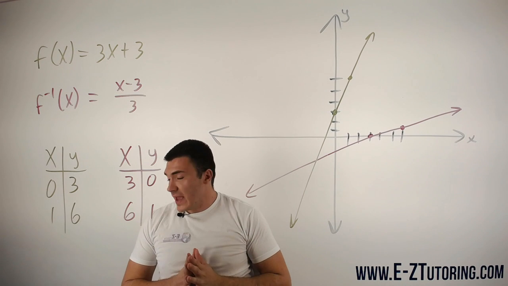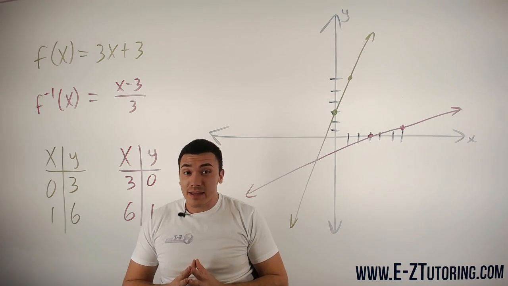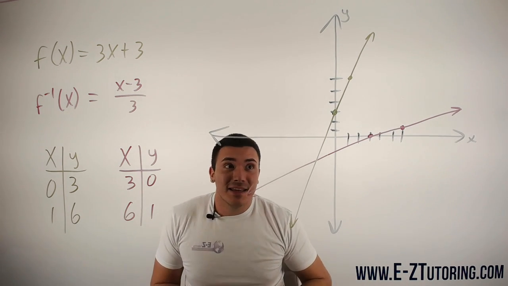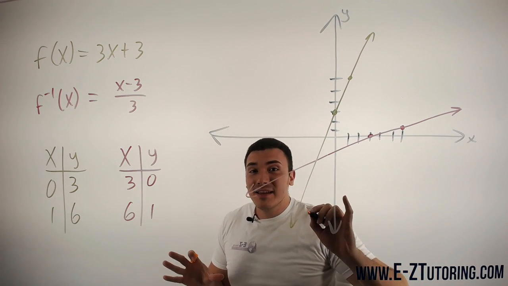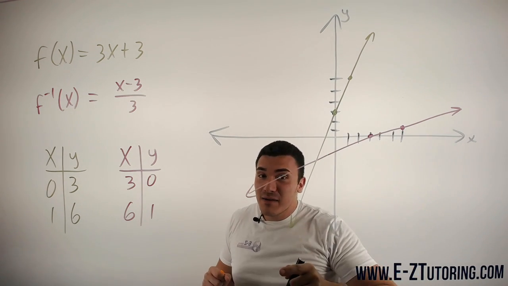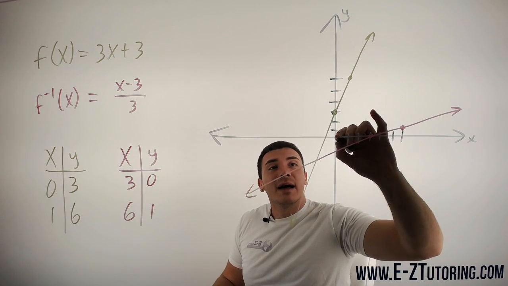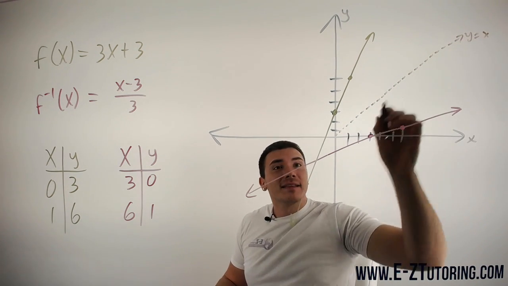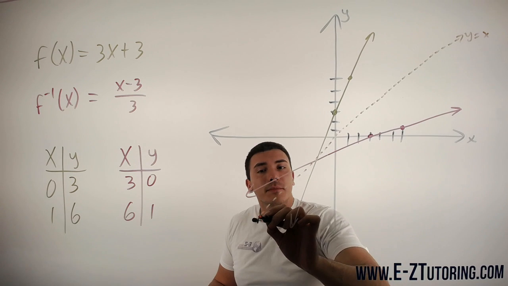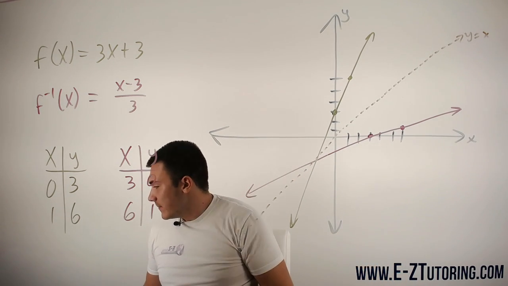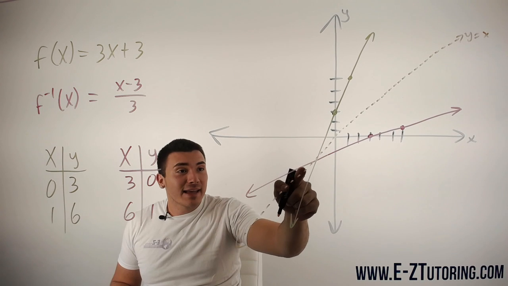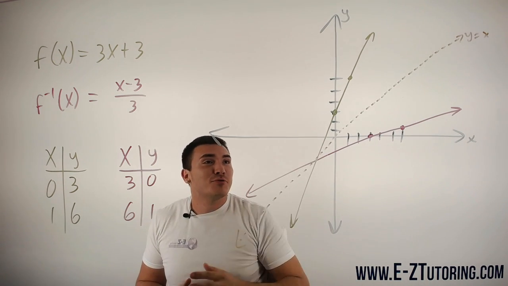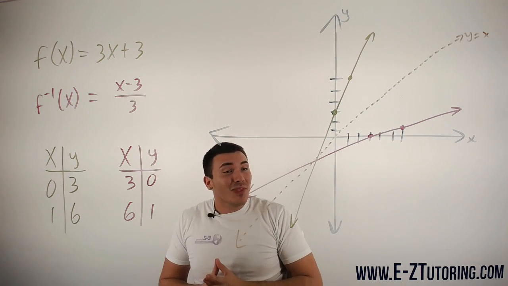So now, ask yourself this: do you notice anything about these lines? Do you notice anything in particular? Well, the answer to that is inverses. All it is is the reflection of the function across the line y equals x. And this is the line y equals x. And you can see where the lines intersect, they intersect right on the line y equals x. Now, of course, that would be better to see if I were a better drawer, but you get the idea.